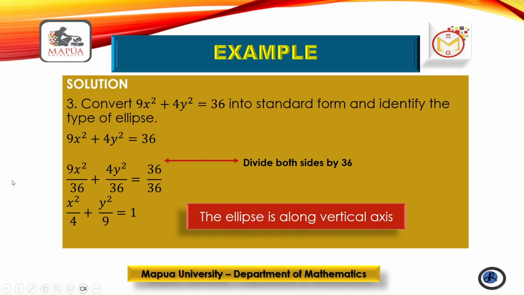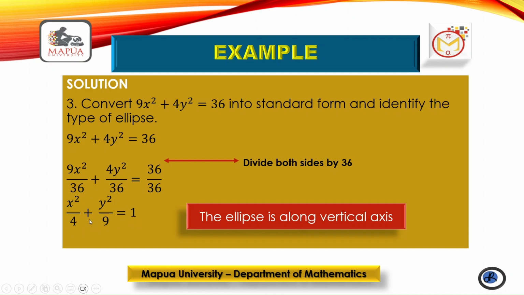For our next example, converting 9x squared plus 4y squared into standard form. This is only an algebraic solution wherein, from the given general form, all we have to do is divide both sides by 36 to make the right side equal to 1. Dividing every term by 36, 4x squared over 36 can be divided by 4, leaving 9 here, and 36 over 36 is 1. So this is our standard form.